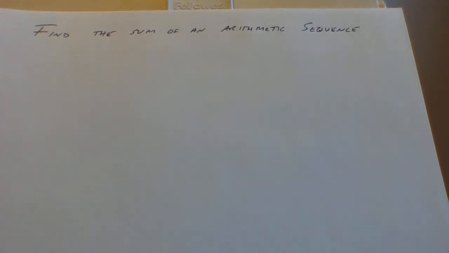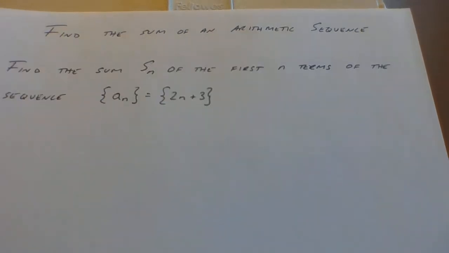Let's talk about finding the sum of an arithmetic sequence. Let's find the sum, S sub n, of the first n terms of the following sequence. We're going to use the sequence, we're going to call it a sub n, and our sequence is going to be represented by 2n plus 3. Let's write out these terms a couple different ways.